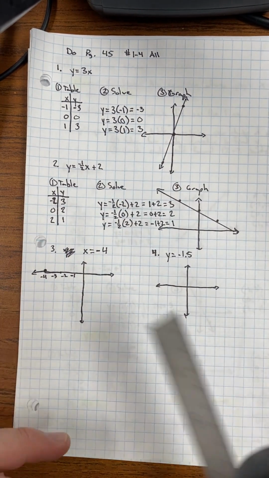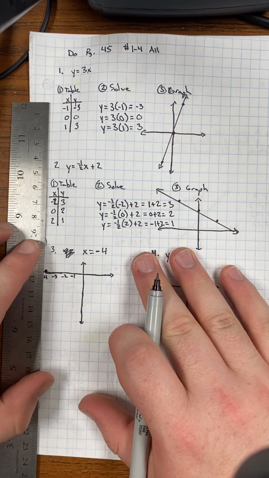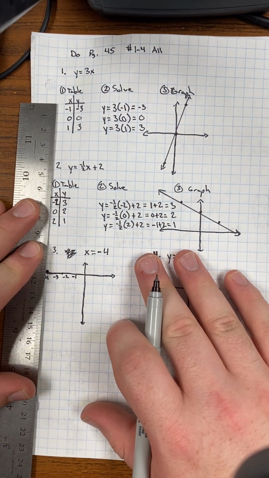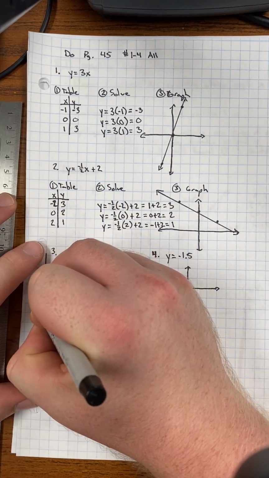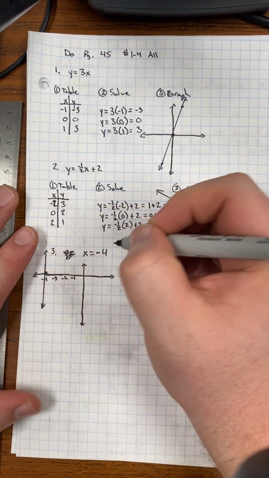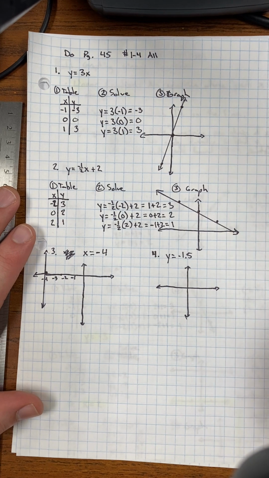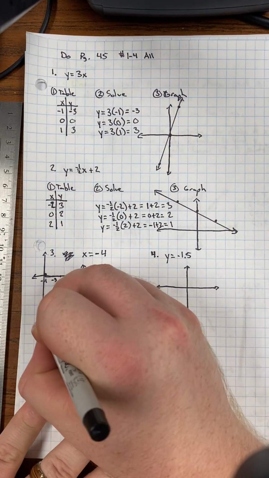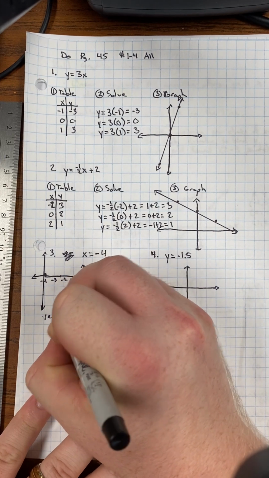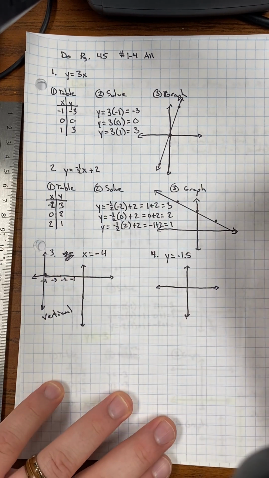So notice I don't need a table for these ones. If I already know it's going to be a vertical line, I just need to create a vertical line that passes through x equals -4, which I didn't do a very good job there, but that's okay. So that's the answer for that one. Notice that this is a vertical line. You don't have to write this in your answer, but it's helpful for your notes.